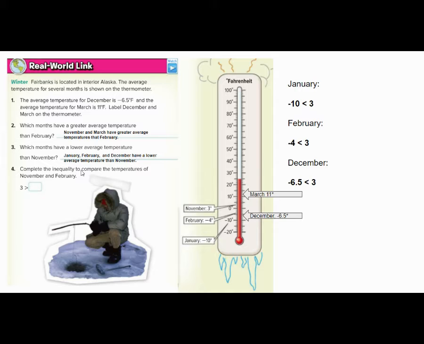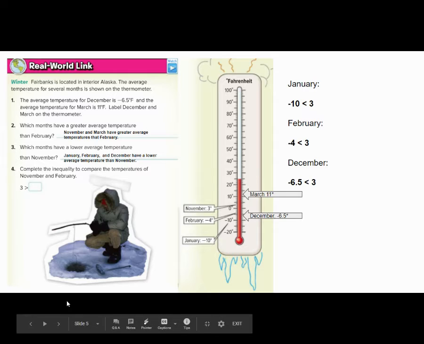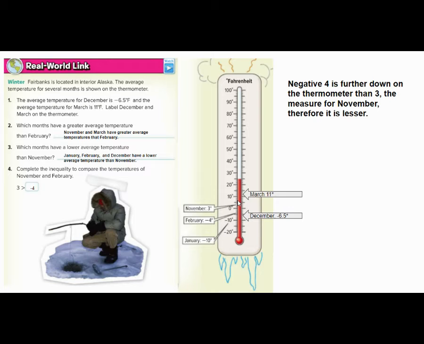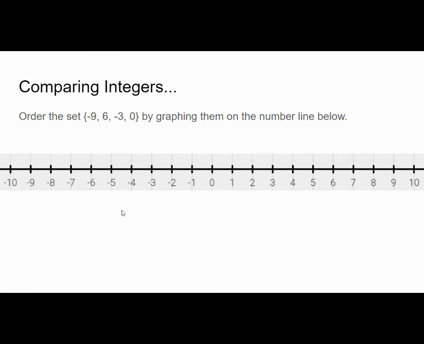All right, last but not least, it says complete the inequality. Compare the temperatures of November and February. So we've got our November and February data. Go ahead and complete an inequality that compares those two temperatures. Go ahead and type it in, and then I will show you the answer here in just a second. All right. 3 is greater than negative 4, so that would be our inequality. Negative 4 is further down on the thermometer than 3, which is the measure for November. Therefore, it is lesser. It's a smaller number.